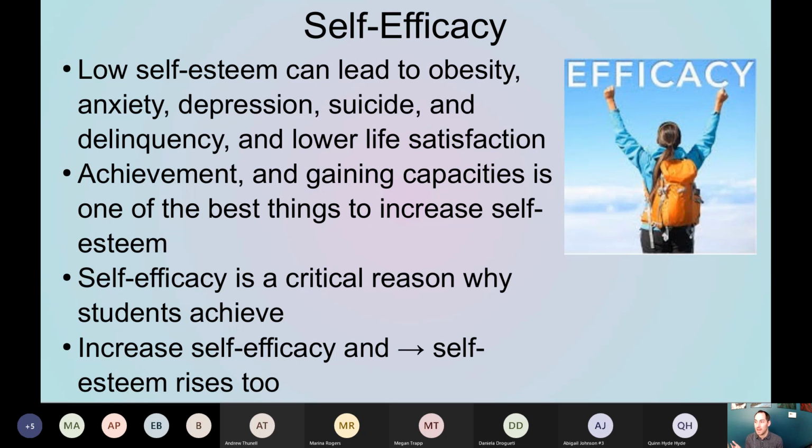They've wanted to try dance or something, and they never have, and then they start to achieve in that. They'll start to increase that self-efficacy in that domain, and then self-esteem will follow. So achieving and gaining capacities is one of the biggest ways to increase self-esteem if you notice a negative change. And that can be a lot of different domains, and it's really individual.